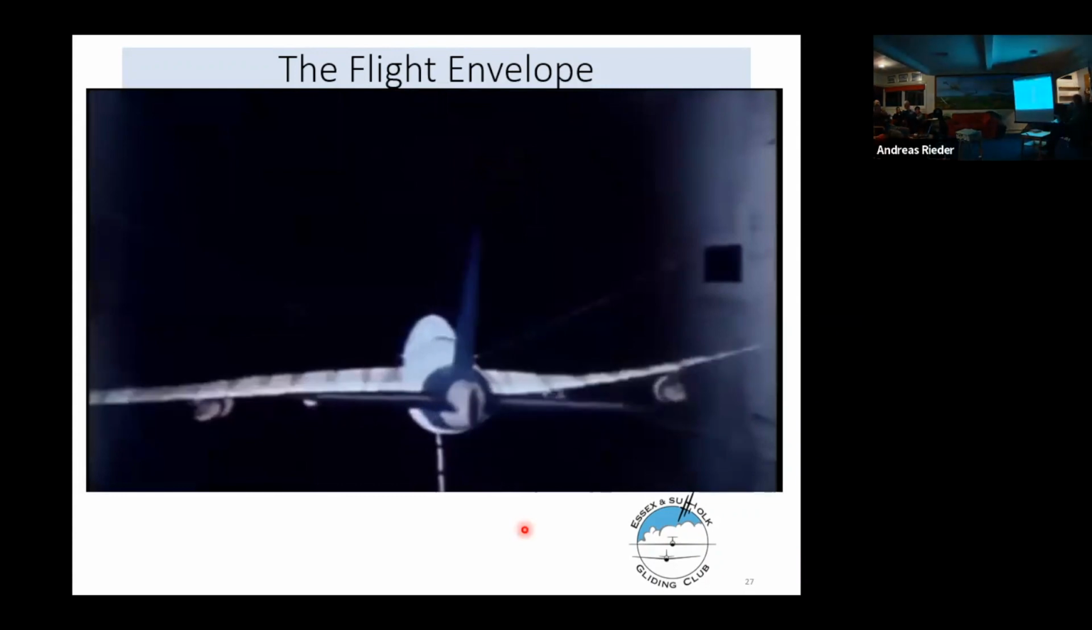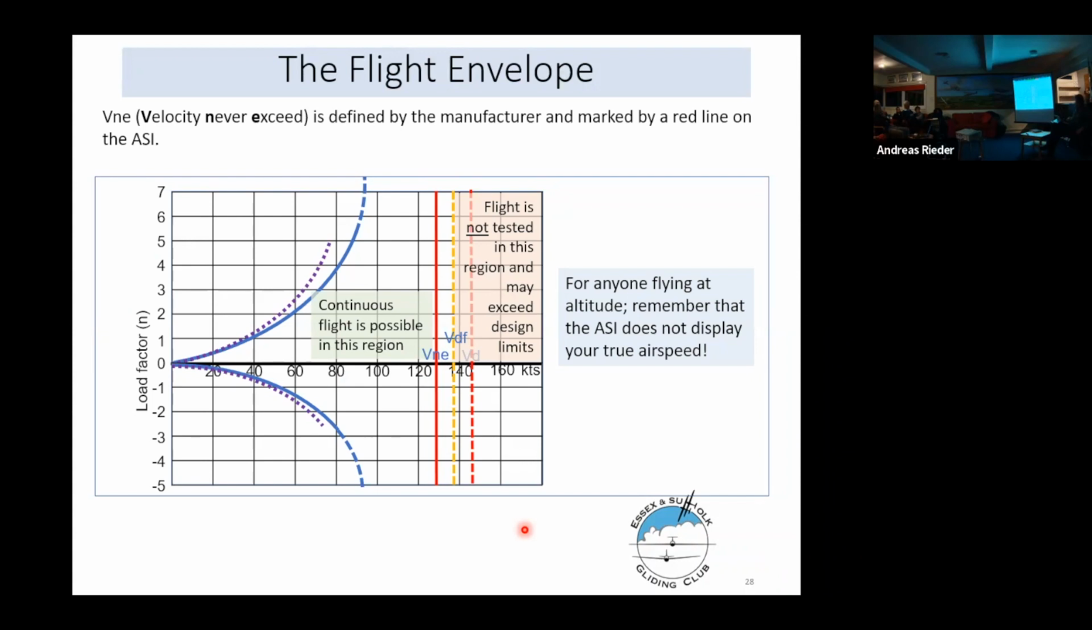Right, back to this graph. So flying in this area to the right of VNE, beyond VDF, you are a test pilot, and you may well either run out of elevator and not be able to get the nose back up, or something might flutter and fall off. But it's important for anybody flying at altitude to remember that the airspeed indicator doesn't tell you the truth.